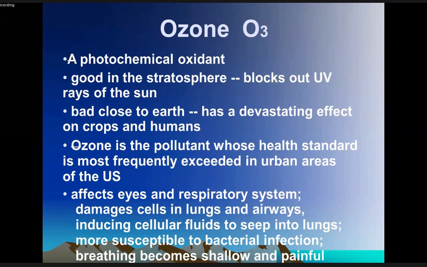Then ozone. Ozone is usually present in the upper atmosphere, which is called the stratosphere. When it is present in the stratosphere, it is beneficial to us, because it blocks the ultraviolet rays and gives us protection from cancers, etc. But when it is present lower down in the atmosphere, it has a devastating effect on crops and human beings both. Ozone is the pollutant whose health standard is most frequently exceeded in urban areas of the US, and not only the US, other areas as well.